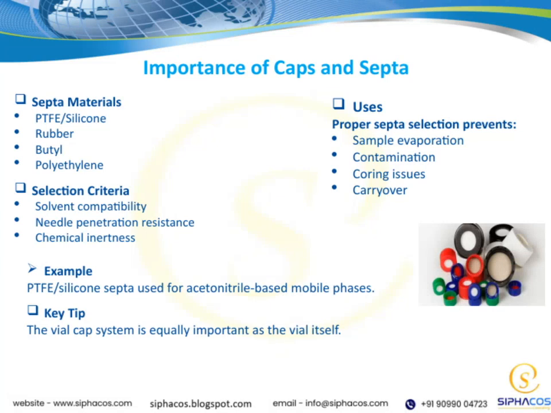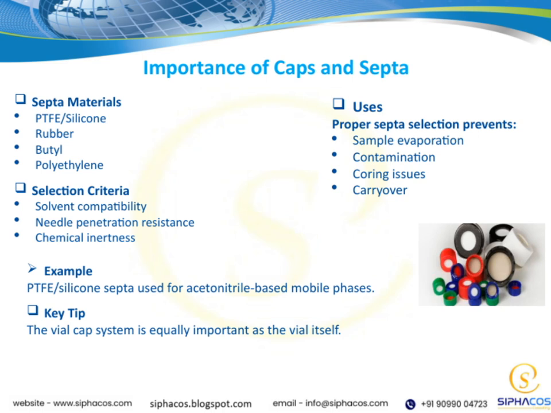PTFE and silicone septa are commonly used for acetonitrile-based mobile phases because they offer excellent chemical resistance and sealing properties. Now, an important point to remember is that the vial cap system is just as critical as the vial itself. A proper seal ensures the integrity of your sample throughout the analysis.